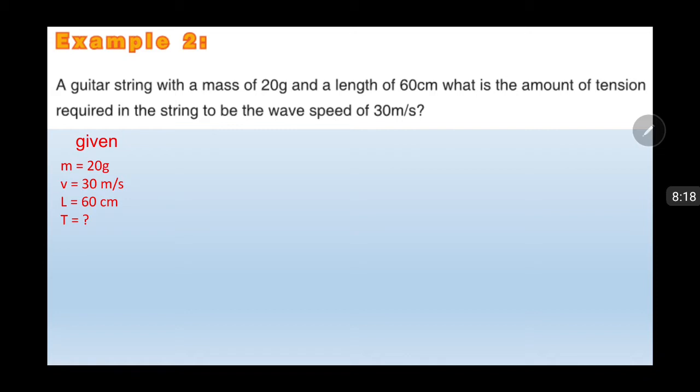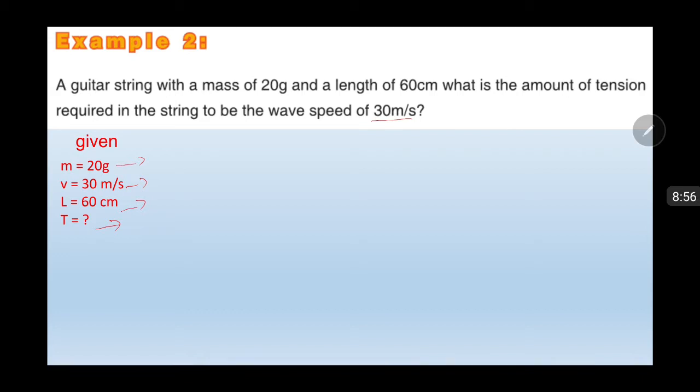Example: a guitar string with a mass of 20 grams and a length of 60 centimeters. What is the amount of tension required in the string for the wave speed to be 30 meters per second? It is given a mass of 20 grams, wave speed 30 meters per second, and L equals 60 centimeters, and they are asking for T, the tension.